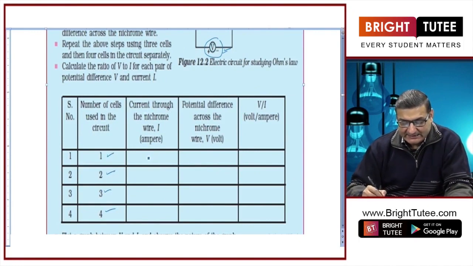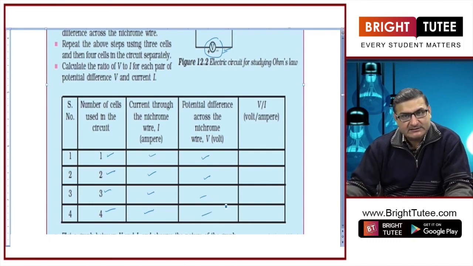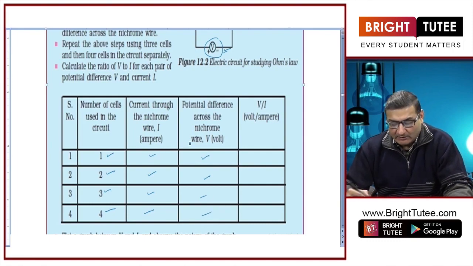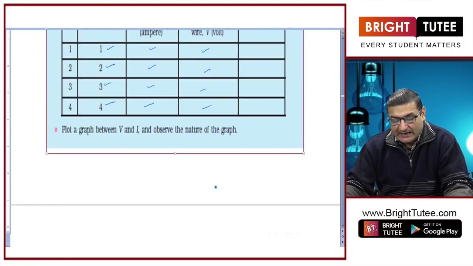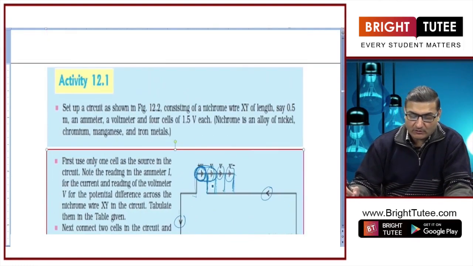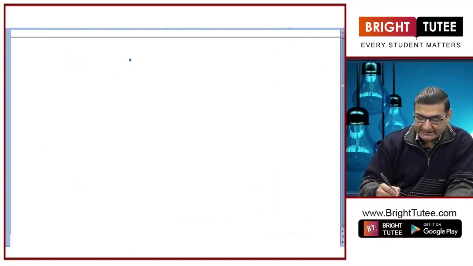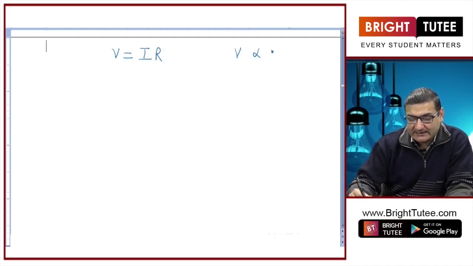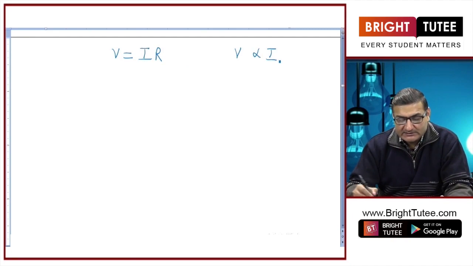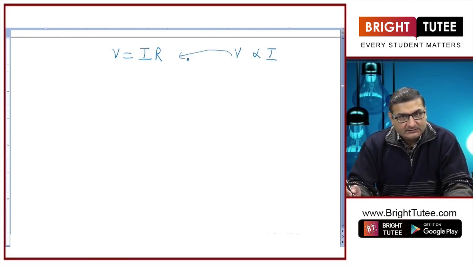Now, after performing this experiment, I have taken number of cells 1, 2, 3 and 4. First of all, I'll see the ammeter reading, the current in the wire, I have noted down, and through voltmeter the potential difference. Fine. All the 4 readings I have taken up. Now, as per Ohm's law, what did Ohm's law tell me? Ohm's law stated that V is equal to IR. Actually, it was V is directly proportional to I, right? We just converted it like this and we got the value V is equal to IR.